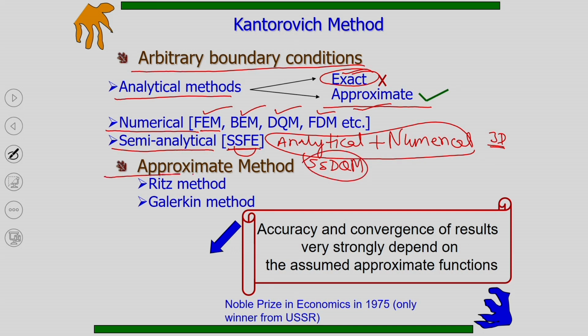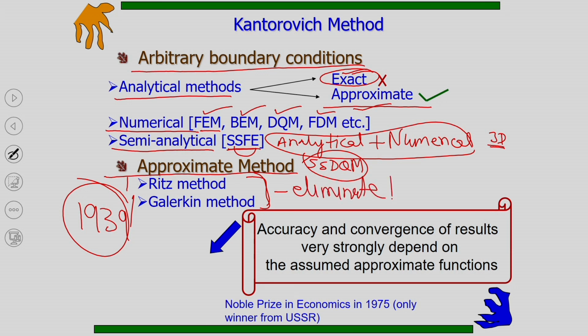Now we come to the approximate methods. There may be Ritz or Galerkin methods. I would like to say that in 1939, Krylov-Kantorovich developed a solution to eliminate the dependency.